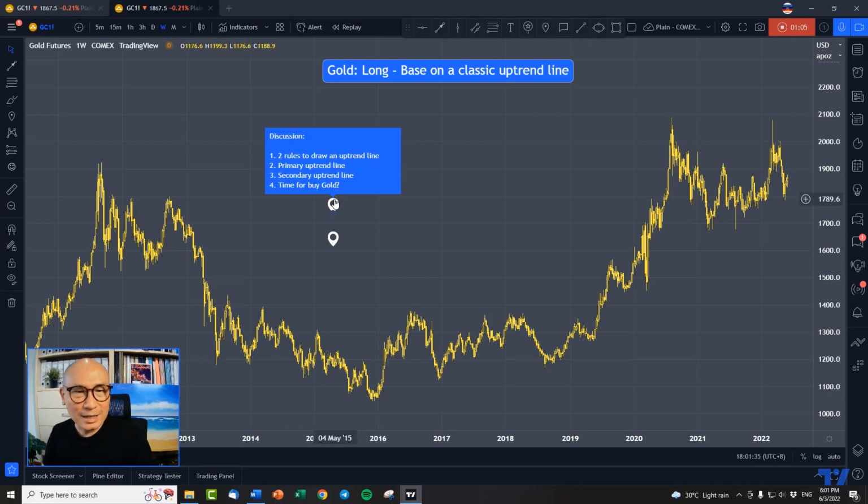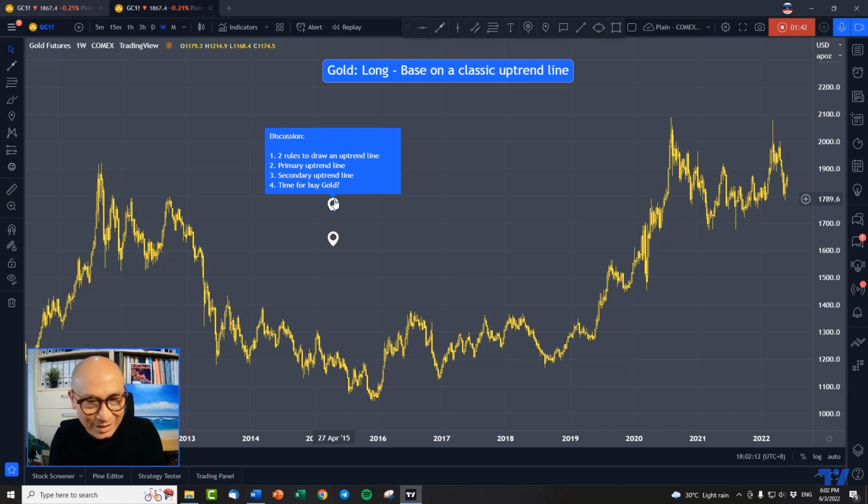Now, first of all, before we go into the primary uptrend line, let's discuss the two rules for how to draw an uptrend line. Number one rule is that for an uptrend line, we look out for the significant bottom or the significant trough, and we try to find at least three of them. Then we try to connect the dots of all these significant troughs.